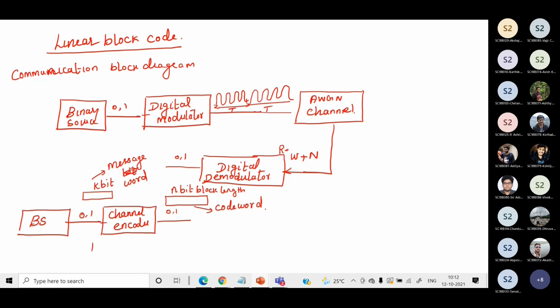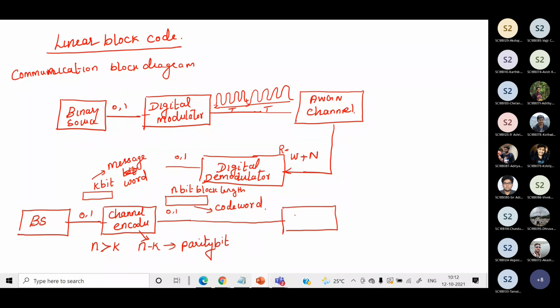Usually n will be larger than k. The function of the channel encoder is to add redundant bits to the k bits, that is, n minus k redundant bits. These redundant bits are called parity bits. So the channel encoder converts k bits to n bits by adding n minus k parity bits. Now again you have ones and zeros as output.